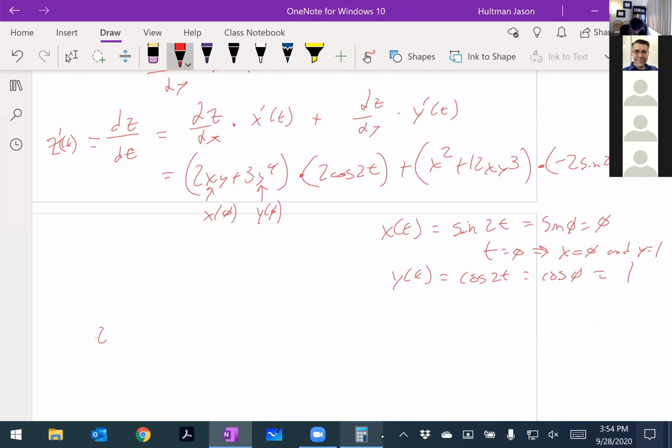So z prime of 0 is equal to, well, this thing is going to go to 0, but I'll just plug it in. 2 times 0 times 1 plus 3 times 1 to the 4th times 2 times cosine of 2 times 0, right? Plus, now this whole thing over here is going to go to 0. If I take the sine of 0, that goes to 0, which wipes everything else. So that goes to 0.